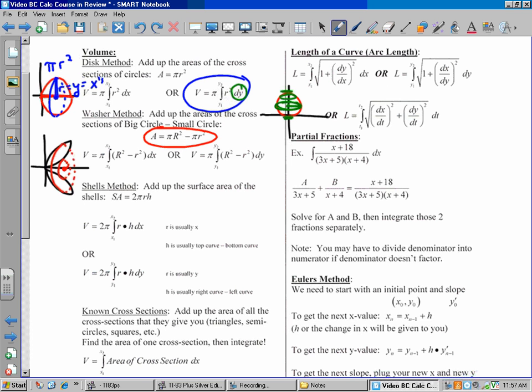It starts at the x-axis and goes up to the curve. That's going to be some y value that you're going to want to represent in terms of x's. And the small radius, which again starts at the x-axis and goes up to the curve, that would also be some y value that you want to represent in terms of x's.